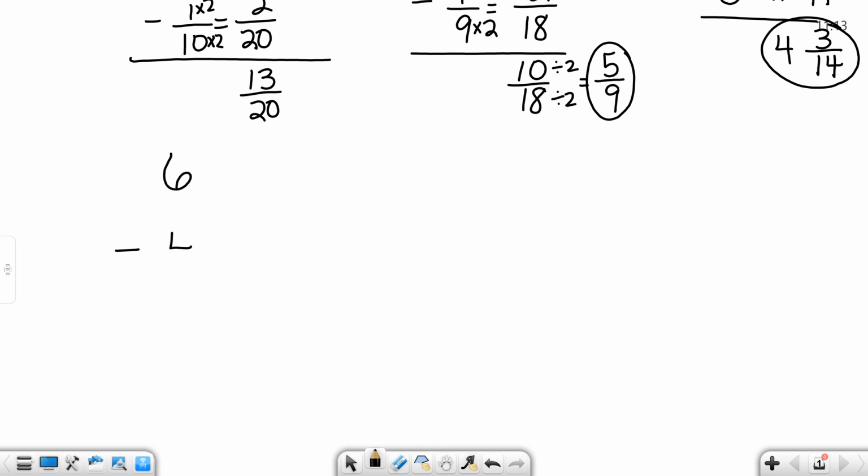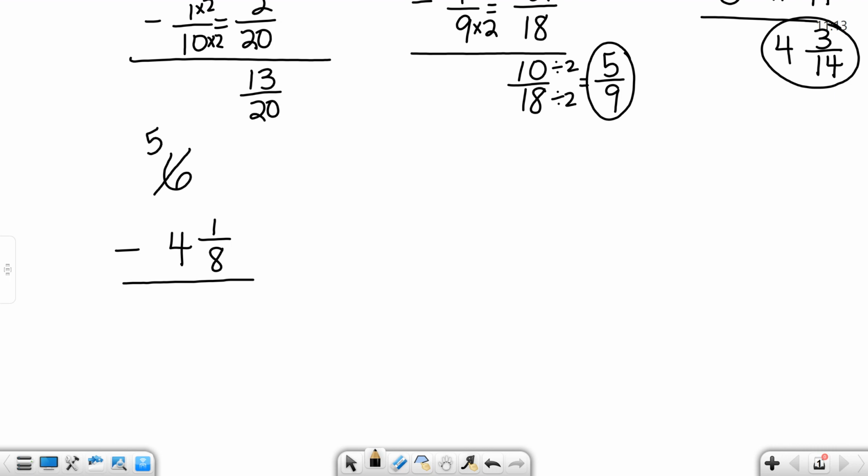6 minus 4 and 1/8. All right, here we do not have a fraction part in our minuend. And so we don't have anything to subtract the 1/8 from, and we cannot do that problem like that. So we need a fraction to subtract 1/8 from. So we're going to do some regrouping here. We're going to take 1 whole from the 6, so the 6 is going to become a 5.